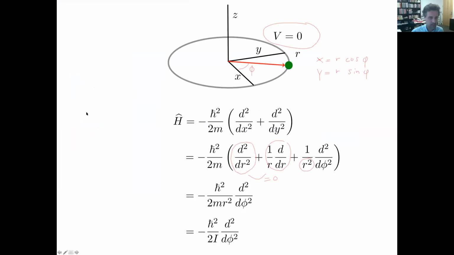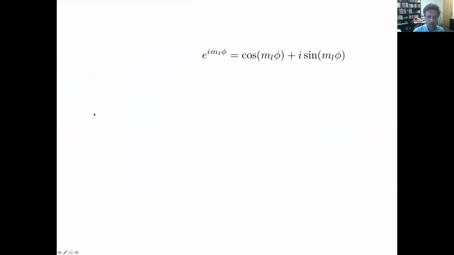We can define that by looking at the following case. This is the general expression of a complex exponential. Our wave function is going to look like this. Let me rewrite it here. The wave function that we're looking at is the general expression A e^(i ML phi) plus B e^(minus i ML phi).